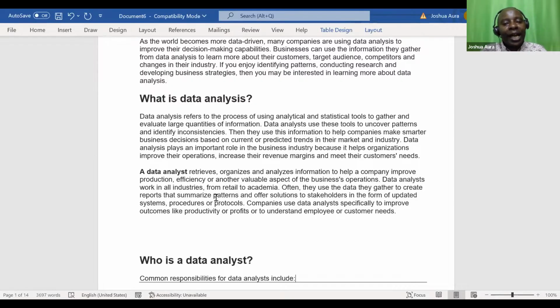Often they use the data they gather to create reports that summarize patterns and offer solutions to stakeholders in the form of updated systems, procedures, or protocols. Companies use data analysis specifically to improve outcomes like productivity or profits, or to understand employee or customer needs. Now listen here, who is a data analyst?